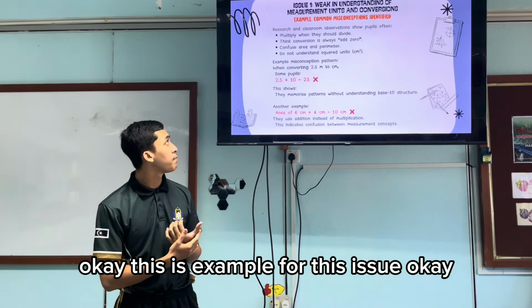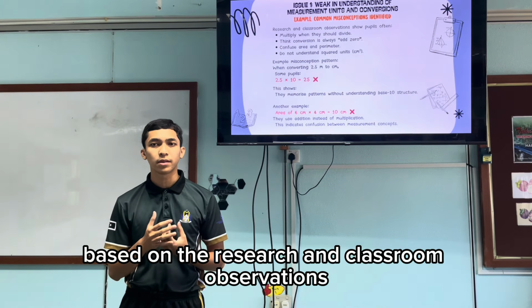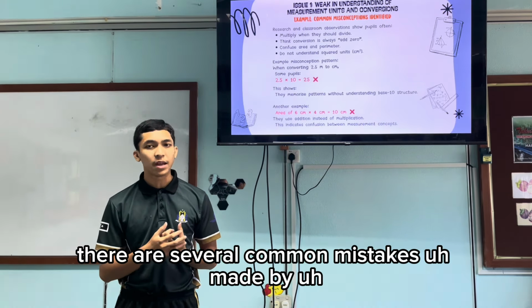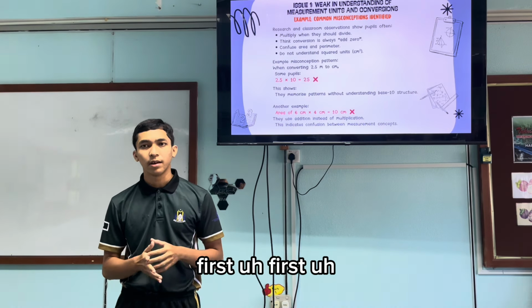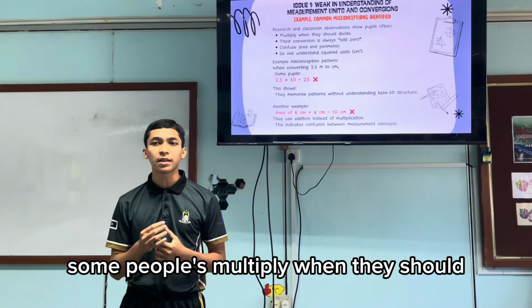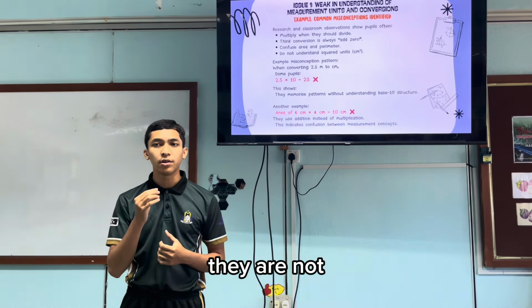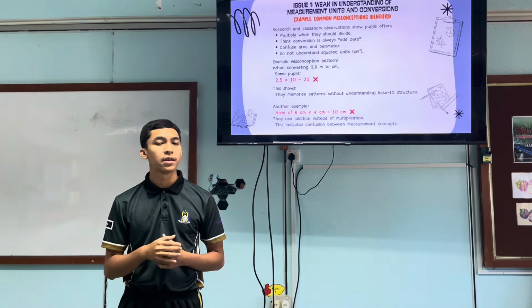Okay, this is example for this issue. Okay, based on research and classroom observations, there are several common mistakes made by pupils in measurement topics. First, some pupils multiply when they should actually divide. They are not sure which operation to use during unit conversion.